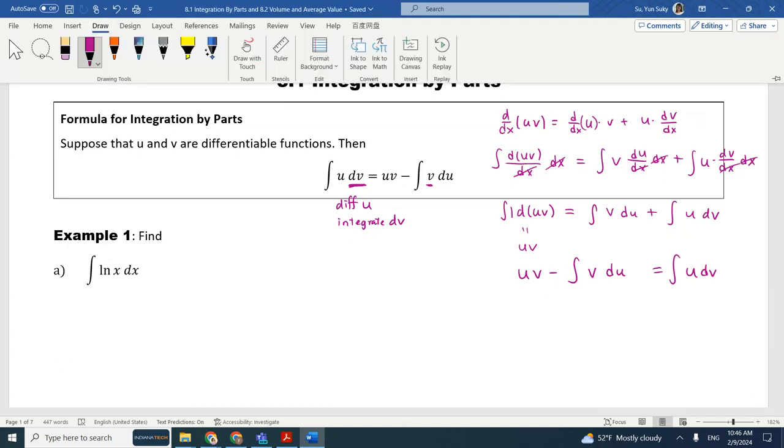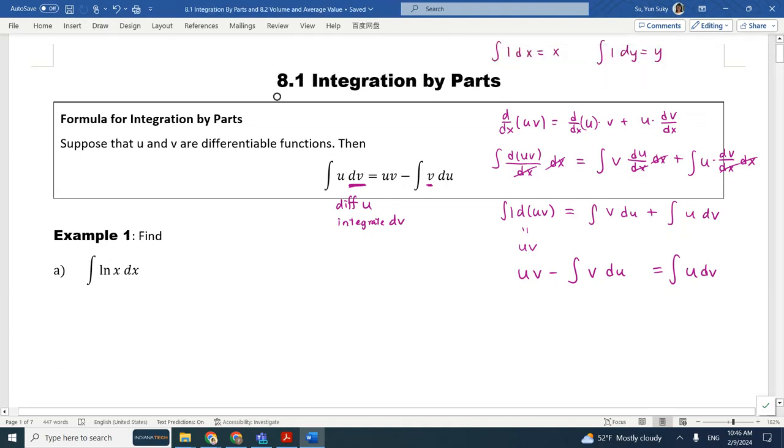So we keep in mind, u is something we can differentiate and make the problem easier, and dv is whatever is left. We want to integrate that. Let's look at the first problem: ln x. Are we able to integrate ln x? No, that is what we're looking for. Are we able to differentiate ln x? Yes. So that is u. And whatever is left is going to be dv.